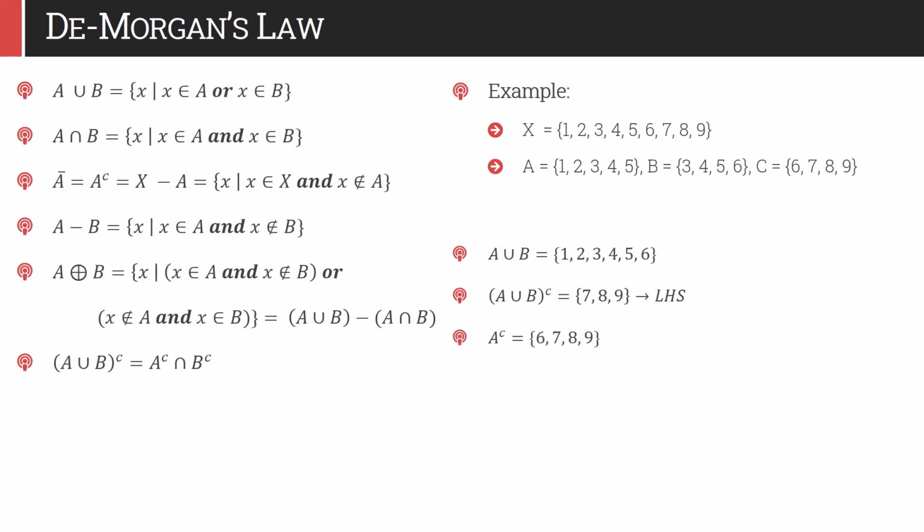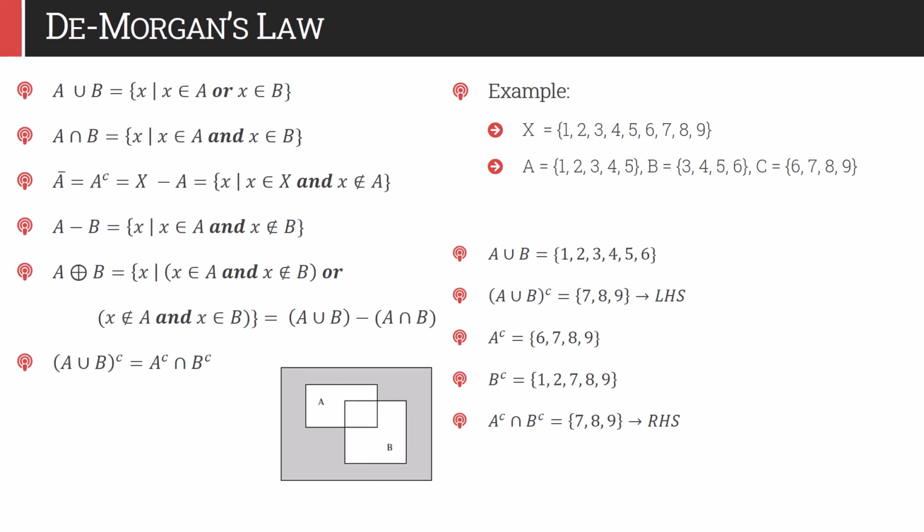Let us compute A complement, which is 6, 7, 8, 9. B complement is 1, 2, 7, 8, 9. And the intersection of both of these is 7, 8, 9, which is the RHS. You can verify that the left hand side and right hand side give the same elements. So De Morgan's law holds for the given equation. So this is how we can represent it using a Venn diagram.